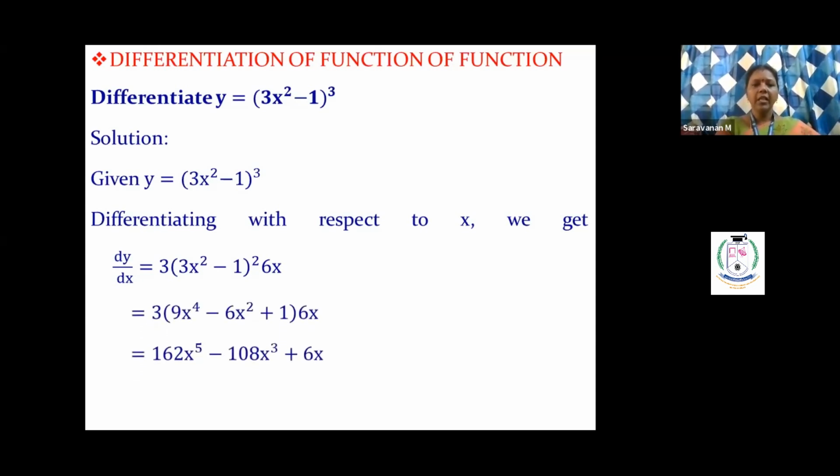Then simplifying that, I have expanded 3x squared minus 1 the whole squared. That we got as 9x power 4 minus 6x squared plus 1 into 6x, and 3 as it is on both sides. Then we have simplified. We are getting the answer as the derivative of 3x squared minus 1 the whole cube as 162x power 5 minus 108x cube plus 6x. So this is the answer. This is the differentiation of function.